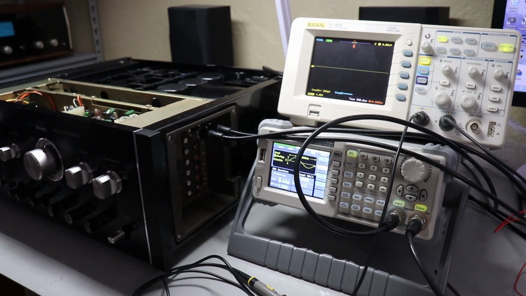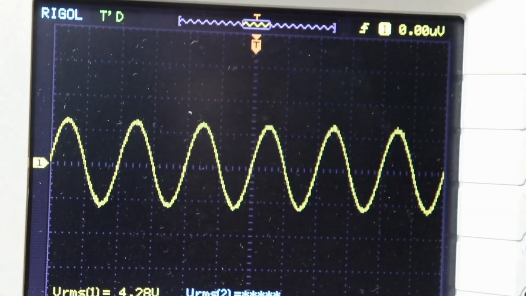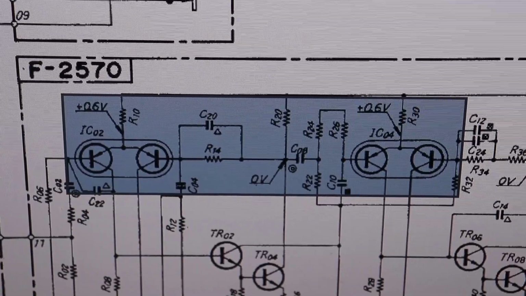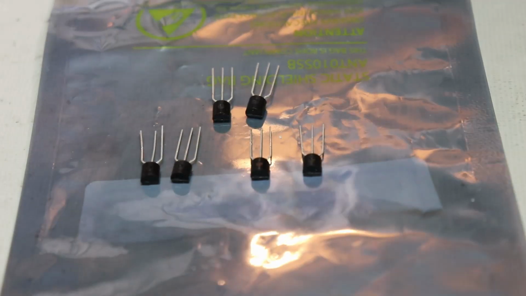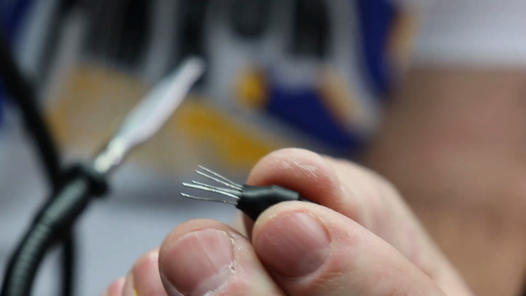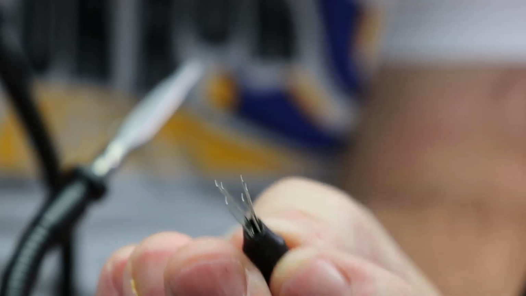Thanks for tuning in. Today I'm going to show you some troubleshooting techniques when you have an issue with the phono section of your vintage stereo equipment, as well as constructing a replacement transistor that is now obsolete out of two modern transistors. I hope you enjoy it.